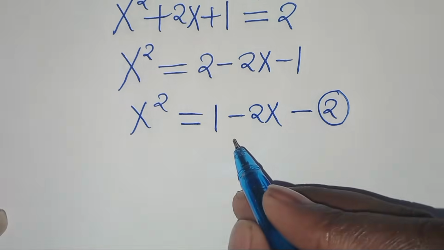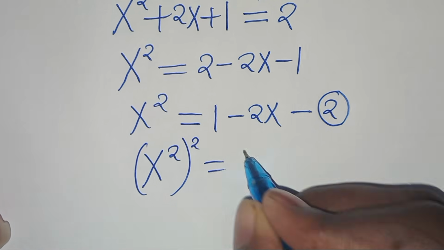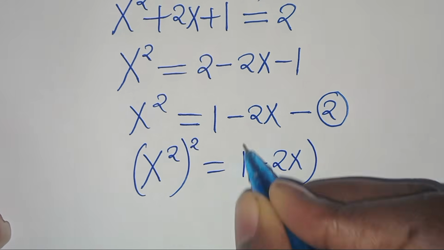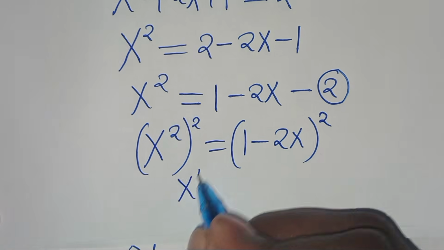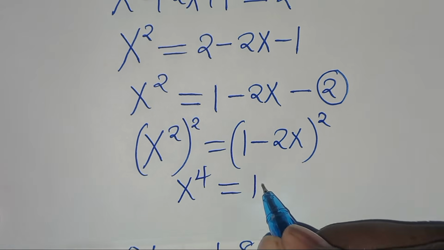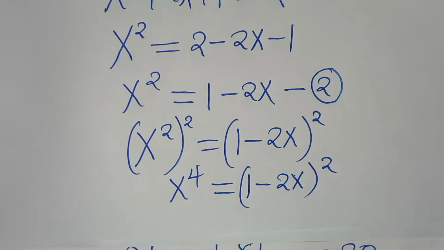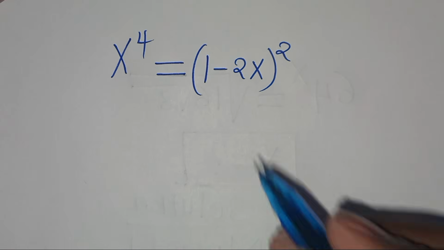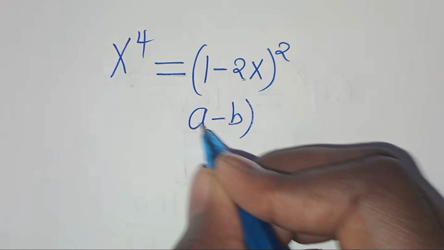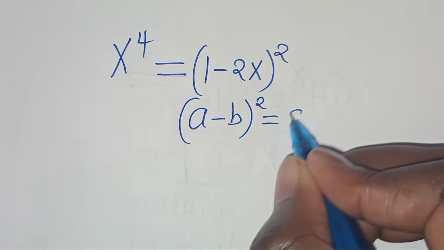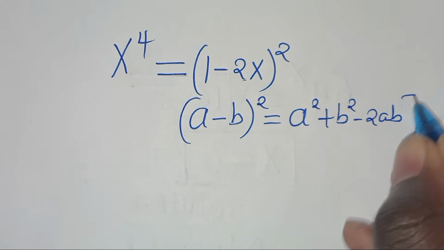The next step is to square both sides so that now this becomes x to the power of 2 to the power of 2, this is x to the power of 4. This is equal to 1 minus 2x raised to the power of 2. So we have 1 minus 2x to the power of 2. This is in the form of a subtract b raised to the power of 2, which can be expressed as a to the power of 2 plus b to the power of 2 subtract 2ab.